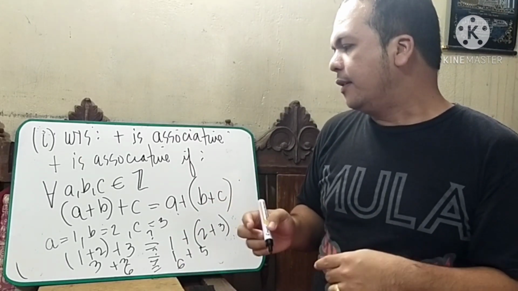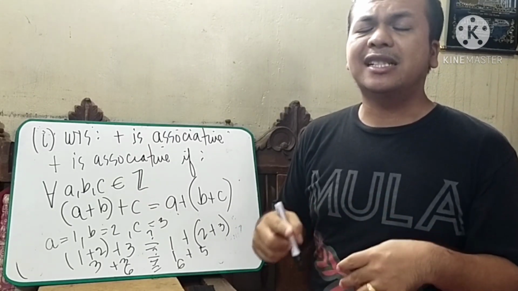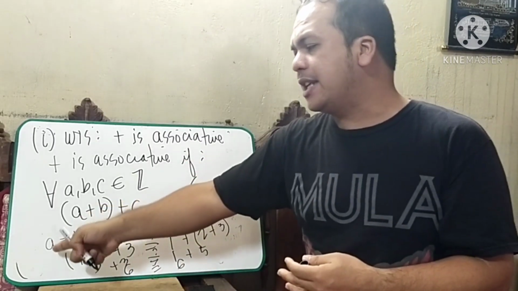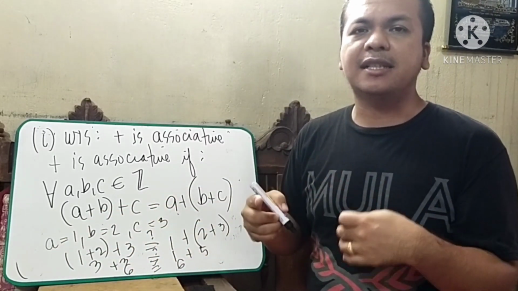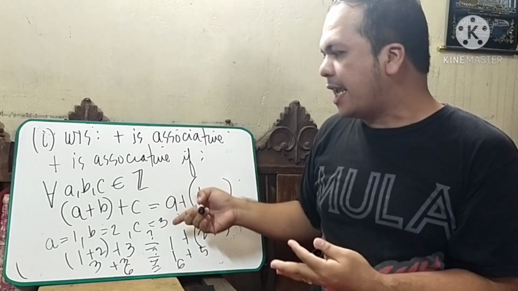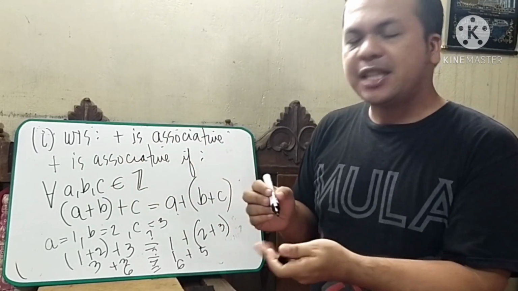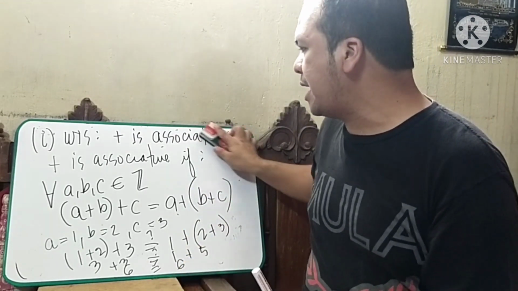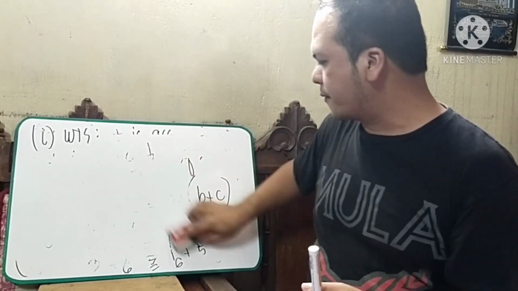Then, take note there are still a lot of integers that we can substitute for the values of A, B, and C, but it will take us some time. So this will be enough for us to say that addition is associative. Now let's proceed to the second property. Our second property is existence of an identity element.